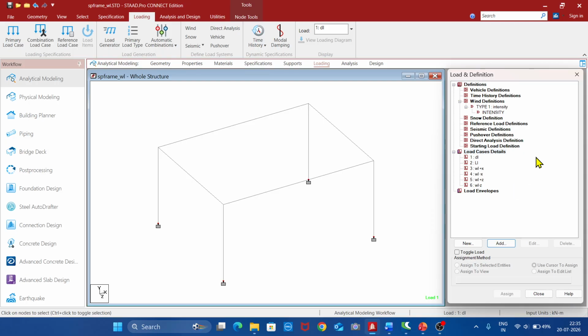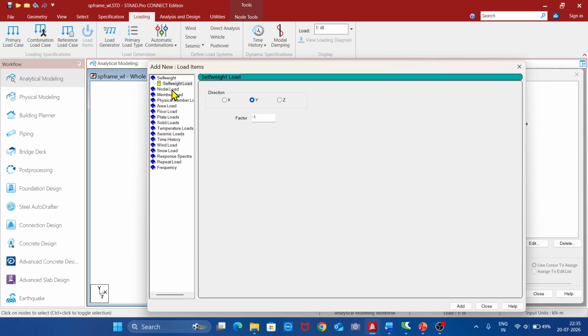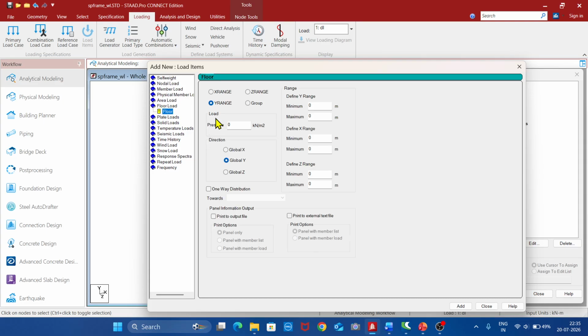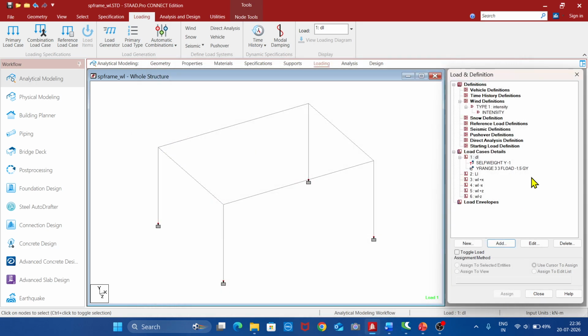So click dead load, click add, say self weight -1, click add, and the weathering course load they have given us is 1.5 kilonewton per meter squared. So click floor load as -1.5 kilonewton per meter squared, then acting at 3 meters. So the Y range will be 3 meters. Click add, close. So dead load we have given.